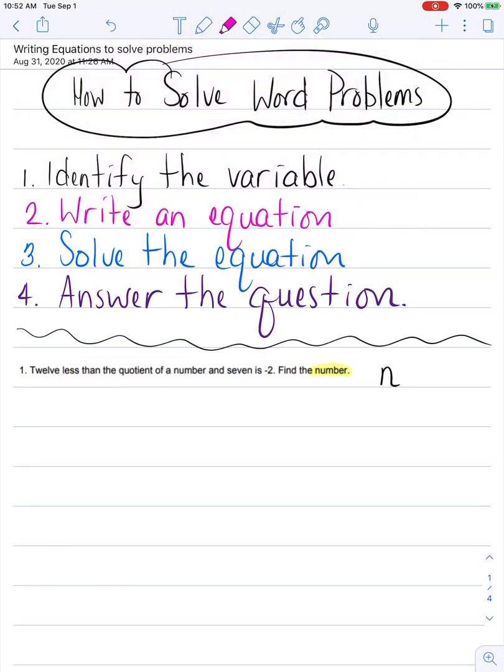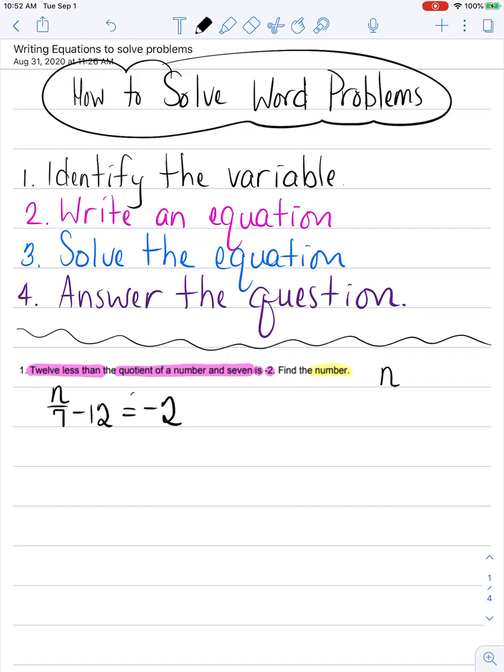So here's what I see. 12 less than the quotient of a number and 7 is negative 2. So 12 less than means it's minus 12, but less than means to flip it. The quotient of a number and 7, remember quotient means to divide, so n divided by 7. Is signals equals negative 2. So now I've written my equation. n divided by 7 minus 12 equals negative 2.